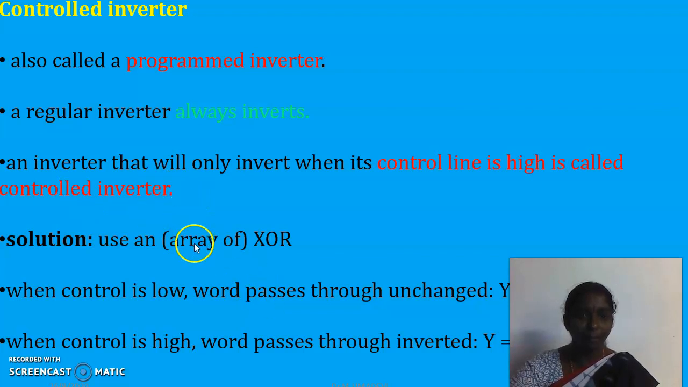So the solution we can obtain through an exclusive OR gate array. When the control is low, the word passes through unchanged. That means when you give 0, you will get output 0. When you give 1, you will get output 1. If the control is low, we will see in the next slide in detail. When the control is high, the word passes through inverted. If you give A, the output is not A, that is A bar. We will see.